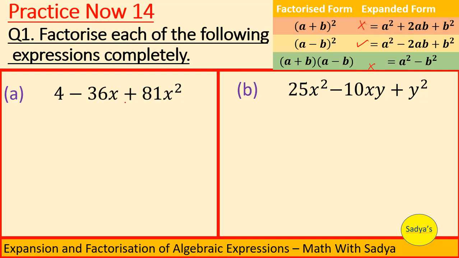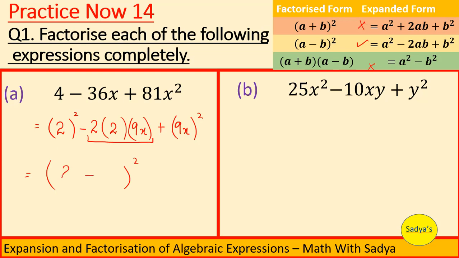Let's try to write this in the identity form. First, square of first term minus 2ab plus b squared. Now, which number when squared gives us 4? It is 2. Which number when squared gives us 81x squared? It is 9x. So write down 2 in the first bracket and 9x in the second bracket and check whether these three numbers when multiplied together gives you 36x or not. They do. So it means we can write this as a minus b whole square.